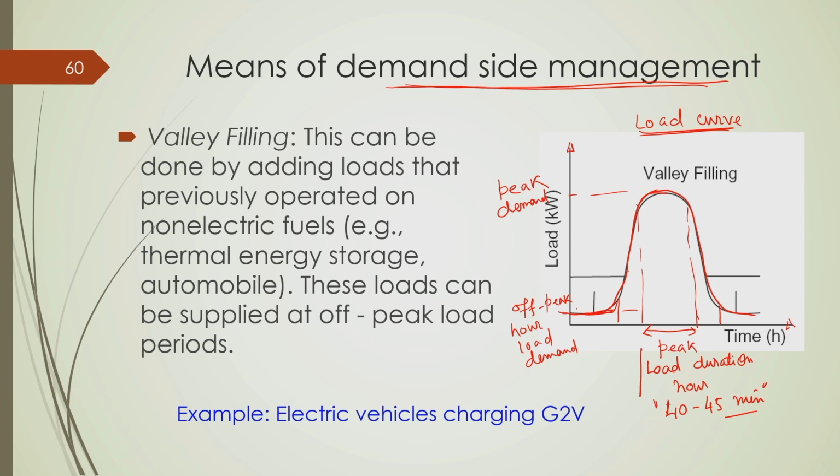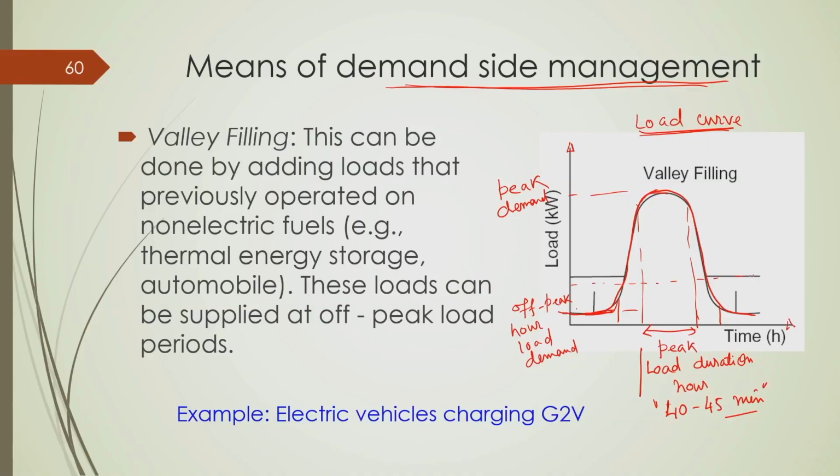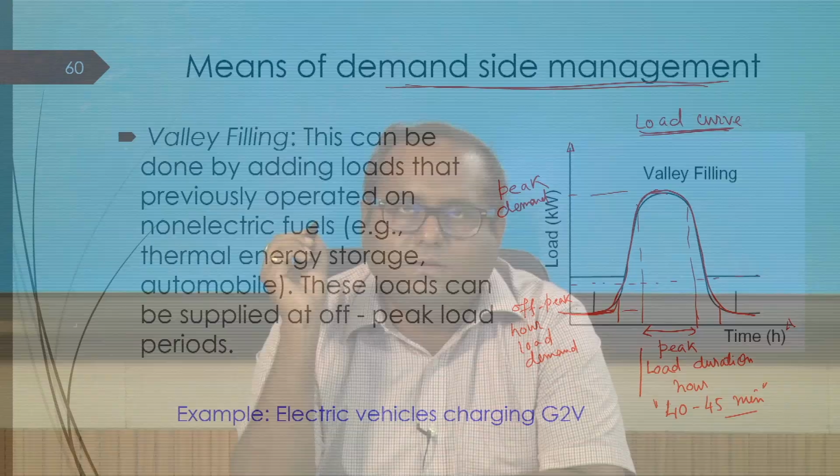And thereby if you have such kind of load characteristics, your load factor will be poor, because your average load will be much lesser than this peak demand. So, average demand will be somewhere here. Okay. So, you know that load factor is a ratio of average demand to the peak demand. So, if average demand is much lower than the peak demand, obviously, this load factor would be poor.